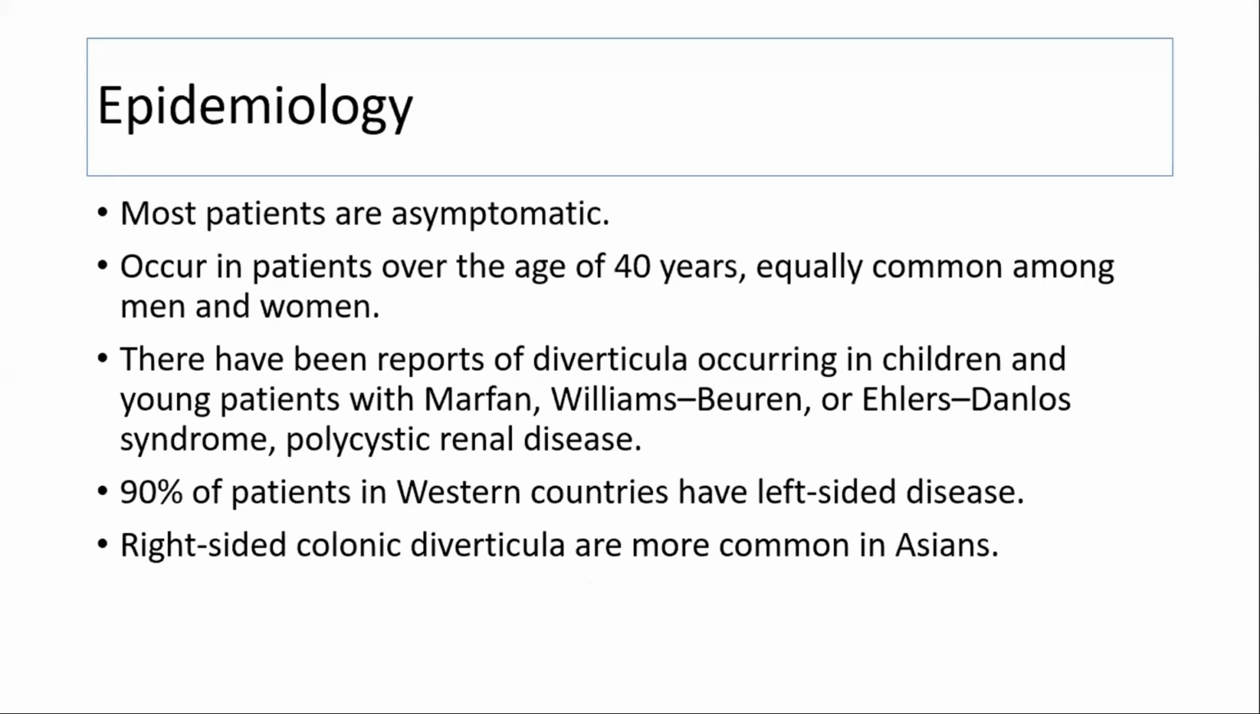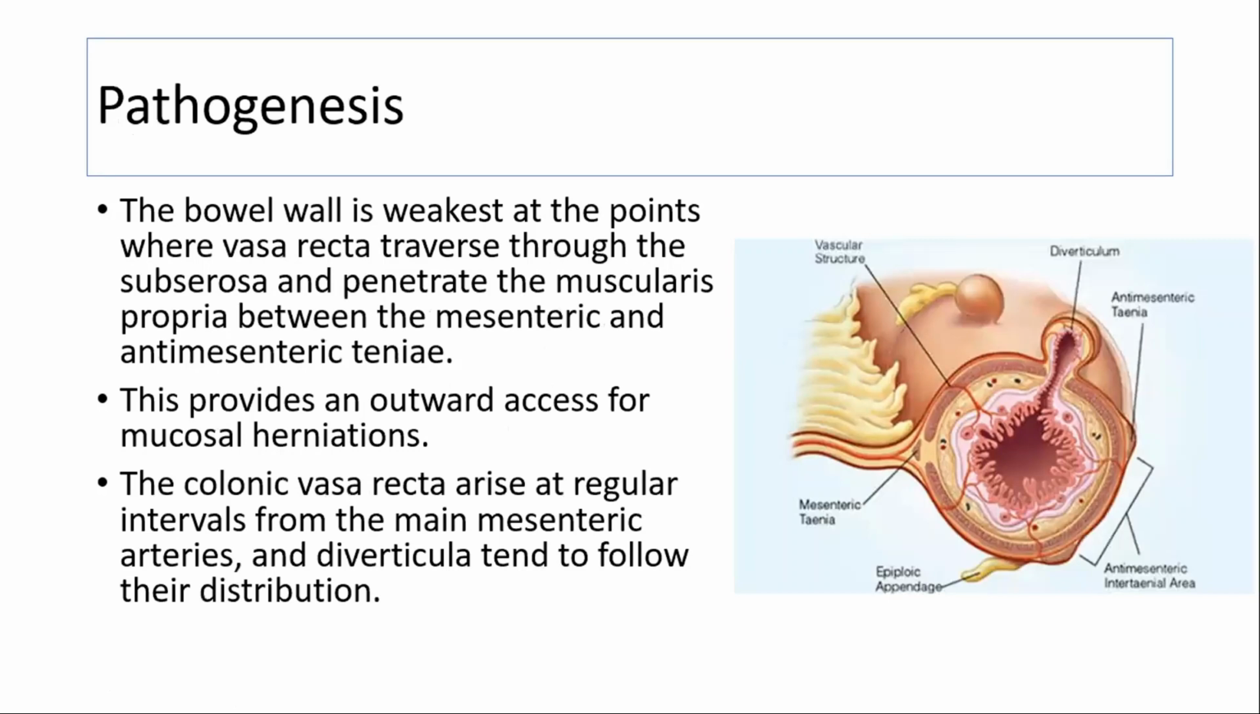Diverticular disease is usually asymptomatic, usually occurs in those more than 40 years old, and is equally common in males and females. But there have been reports of diverticula occurring in children, especially those with congenital diseases such as Marfan and Ehlers-Danlos syndrome. This is said to be a Western disease, but now we see it commonly on this side of the world too. More than 90% is left-sided disease. Right-sided disease is more common in Asians.